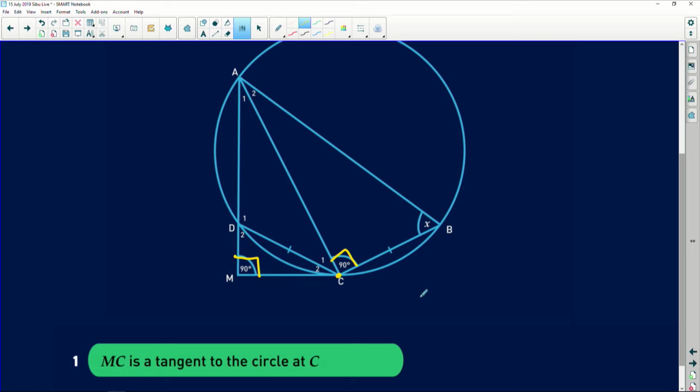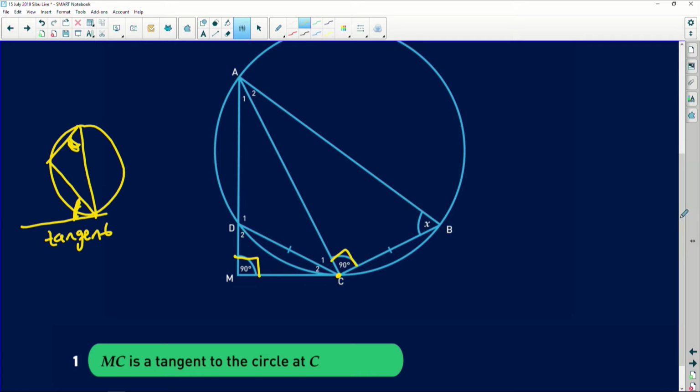By just looking at it, you can clearly see that we don't have 2 lines that can possibly be tangent. We don't have the center to say a radius is perpendicular to a tangent. The only thing that we can try to prove here is the converse of the tan chord theorem. If I can prove that the angle between the tangent and the chord is equal to the angle subtended by the chord, then that will be conclusive proof that the line MC is a tangent.